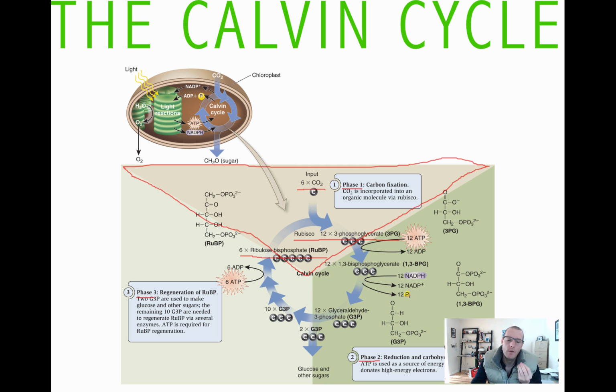You've got to keep track of the carbon. So we start off with 6 times 5, so 5, 10, 15, 20, 25, 30 carbons to start with, and now we add in another 6. 30 plus 6, we're up to 36 at this point.